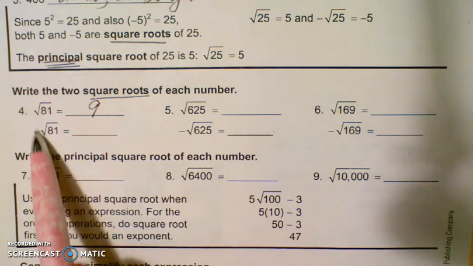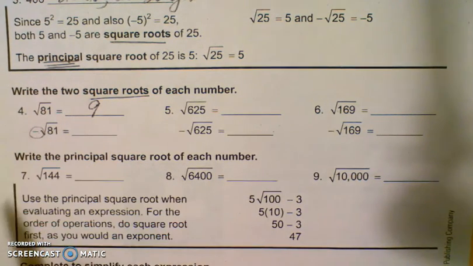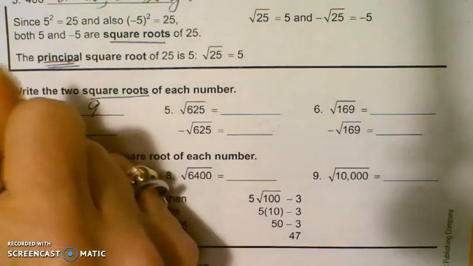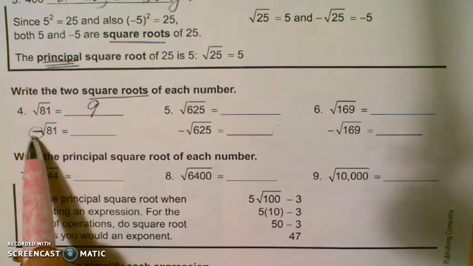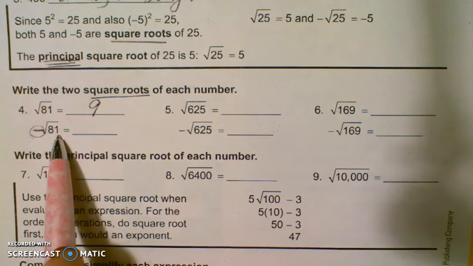Now, if you look at part 2 of this number, this symbol out in the front, remember, we've talked about this many times, that's a negative symbol. Okay? It can mean negative, or it can also mean the opposite of. What number is the opposite of the principal square root?